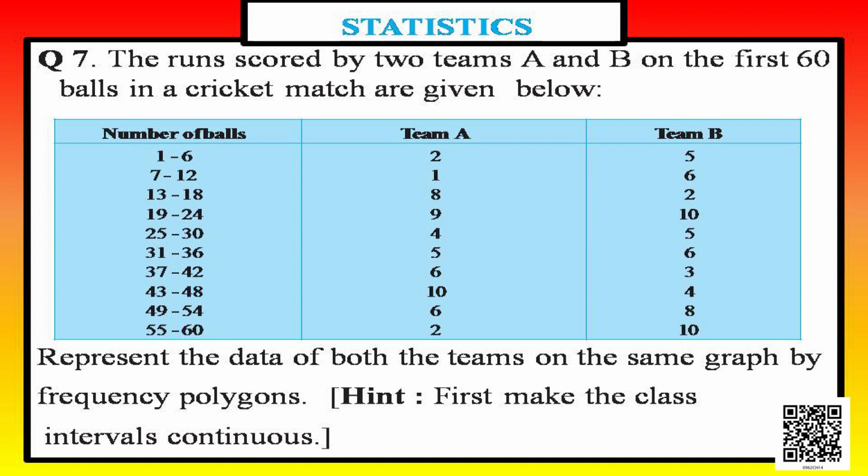And we have two more columns with the runs of team A and team B. That means in the first 1 to 6 balls, team A scored 2, team B scored 5. Then in the next 7 to 12 balls, team A scored 1, team B scored 6 and so on. Now at the end it is said that represent the data of both the teams on the same graph by frequency polygon. So let us draw it now.